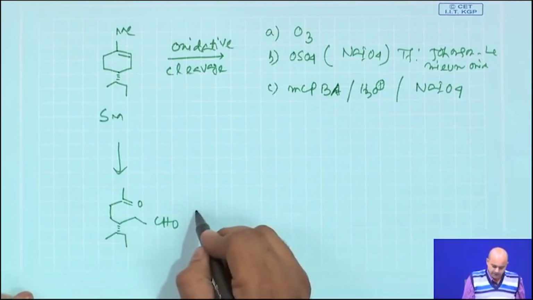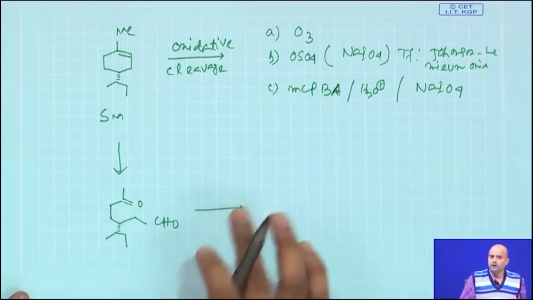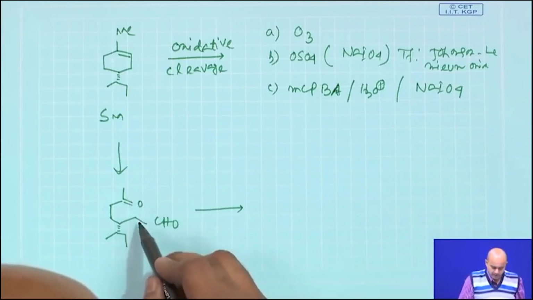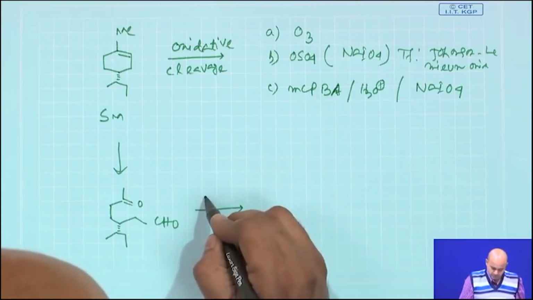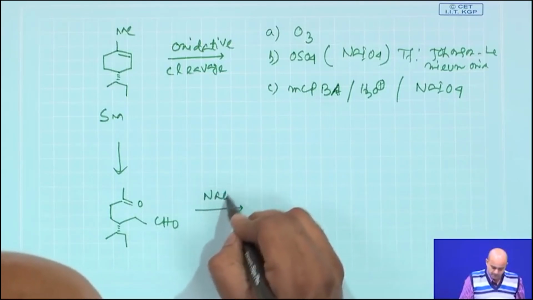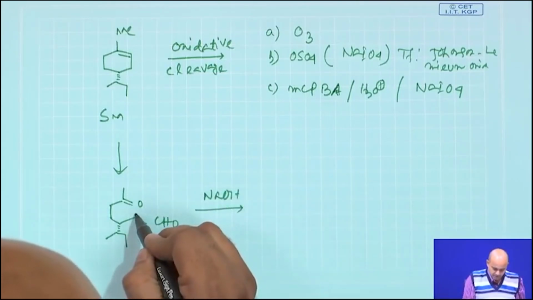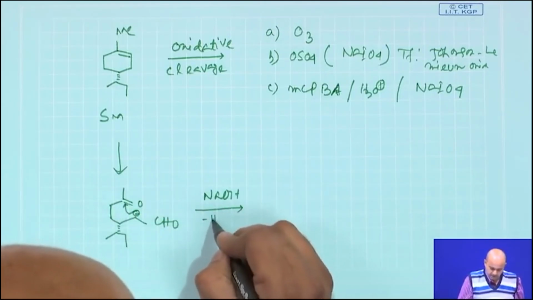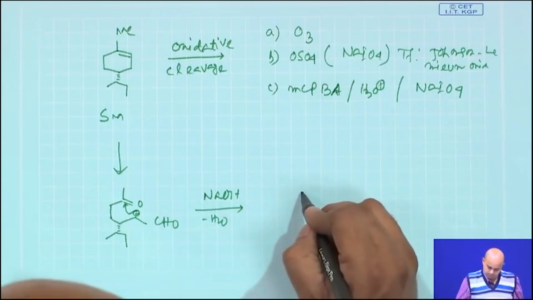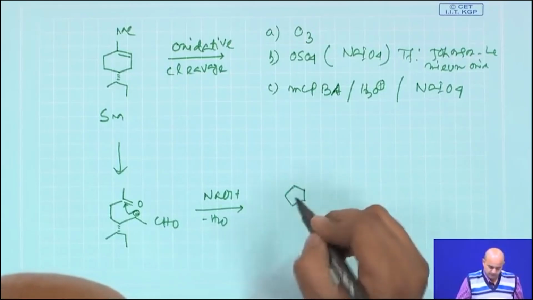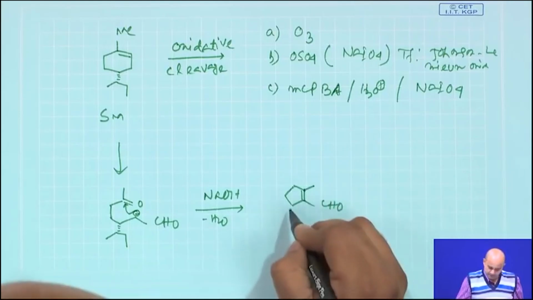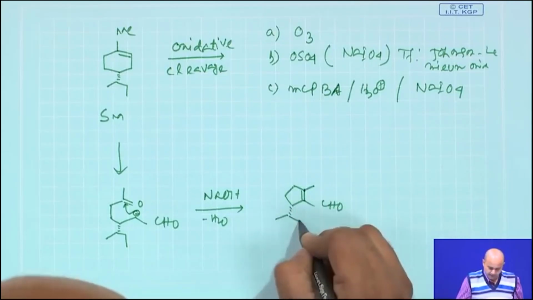Once you have this dialdehyde, your next step is a simple aldol reaction. Here you have a ketone and an aldehyde, so you do a simple base mediated reaction to generate this carbanion here, and then this goes there, and you get the aldol dehydration to close the synthesis. The entire pathway is basically governed by the functional group based skeletal disconnection.